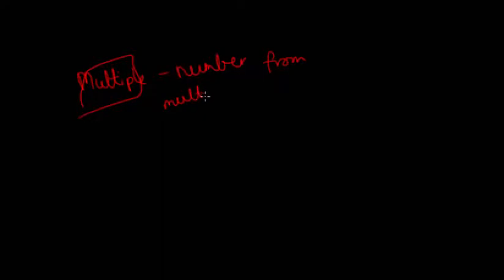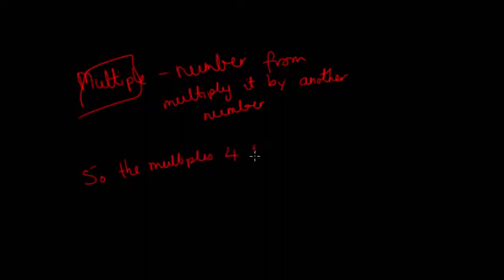multiplying it by another number. So, what does that mean? The multiples of 4 are 4, 8, 12, 16, and so on. So basically the multiples of a number are the numbers that you find in its times table. Think about it simply.